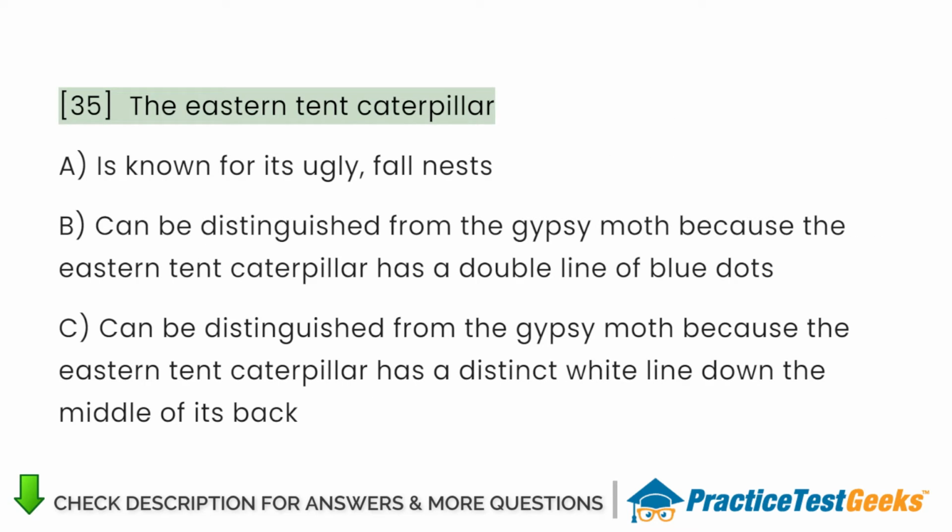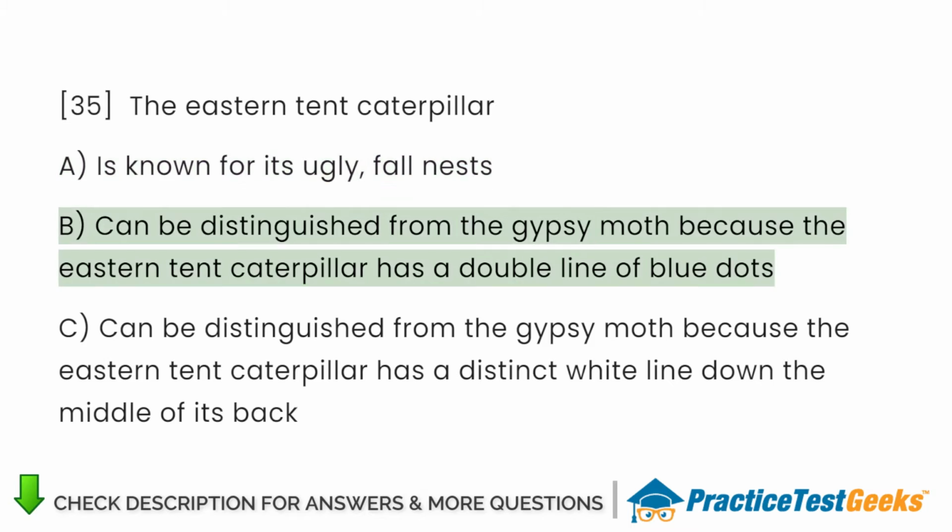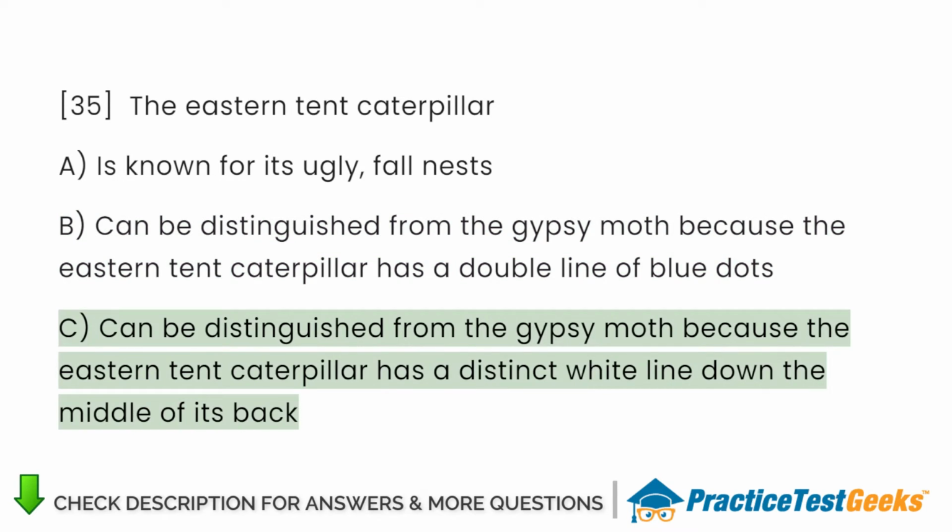The eastern tent caterpillar. A. Is known for its ugly, fall nests. B. Can be distinguished from the gypsy moth because the eastern tent caterpillar has a double line of blue dots. C. Can be distinguished from the gypsy moth because the eastern tent caterpillar has a distinct white line down the middle of its back.